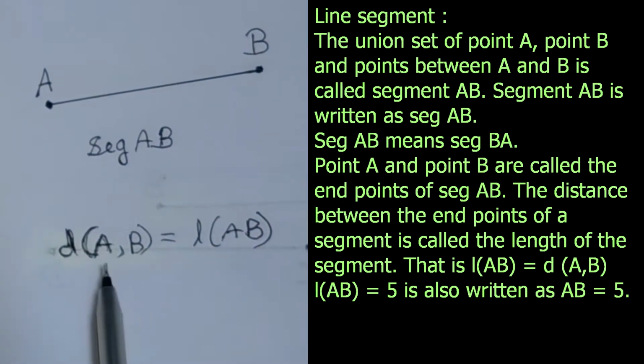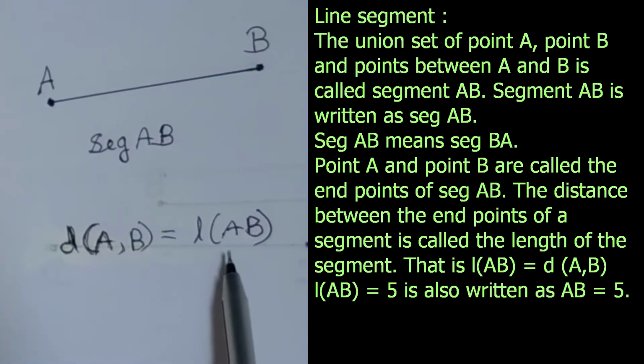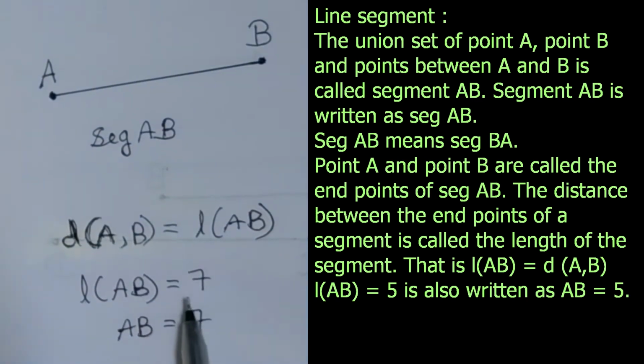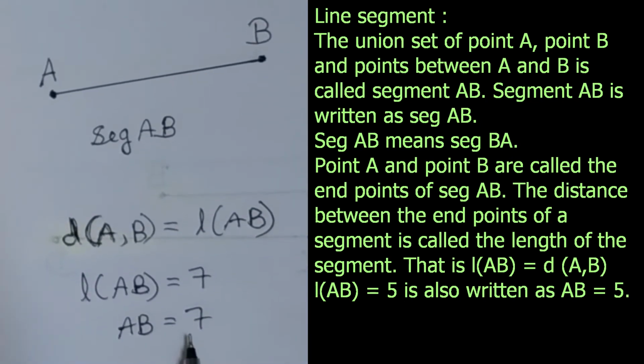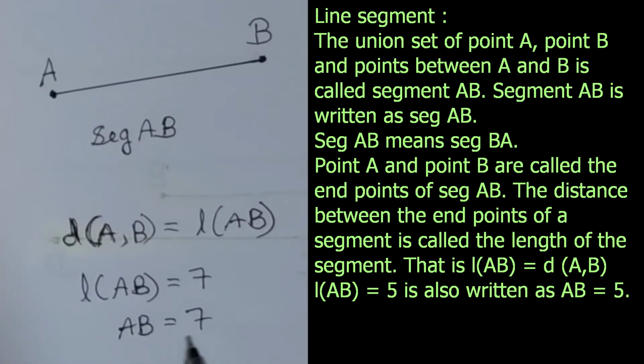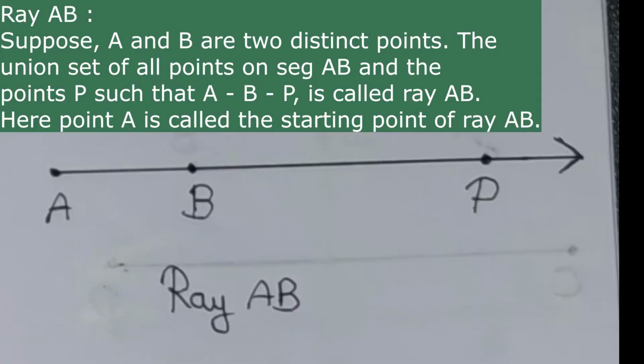So the distance between A and B is equal to the length of segment AB. Suppose length AB equals 7, then we can also write it in short as AB equal to 7. This means the length of segment AB equals 7. Okay. Next we will see ray AB.